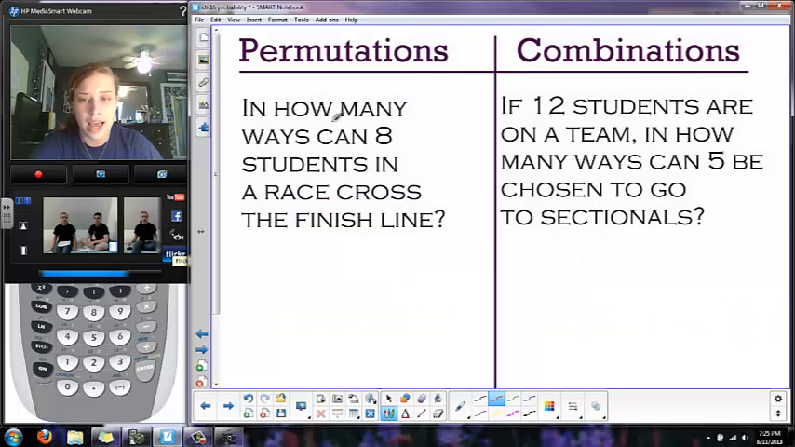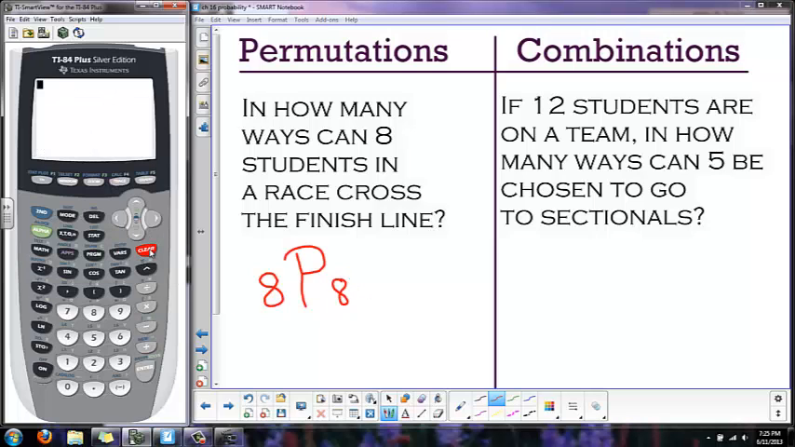So in this case, how many different ways can 8 students, so we have a total of 8 students, cross the finish line? Because we're talking about a race, clearly order matters, so we're using permutation. But it didn't say how many different ways can 3 students cross, so we're actually looking at 8P8. Let's see what that is on our calculator. In order to type this in, it's kind of tricky because you have to type in the n first. So you type in 8, and then you go math all the way over to probability, down to P. So 8 nPr, and then 8 again, hit enter.